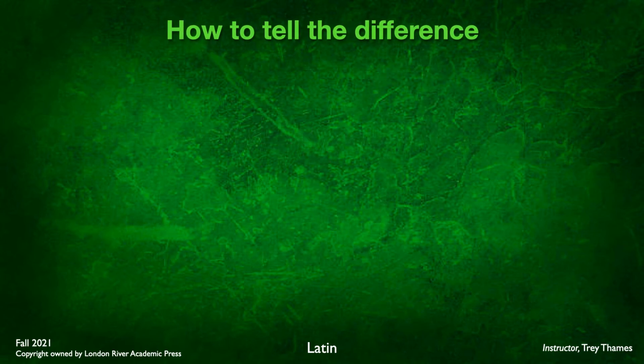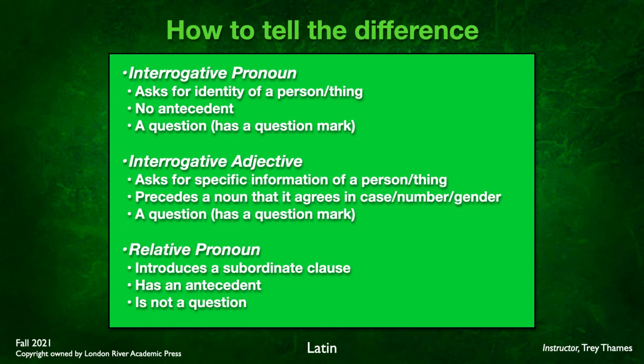Well, here's how we tell the difference between them. If it's an interrogative pronoun, it's asking for the identity of a person or thing. Notice it's asking, interrogative, from the Latin word rogo, rogari, rogavi, rogatum, meaning to ask. So it's a question. It's asking for the identity of a person or thing. It does not have an antecedent.